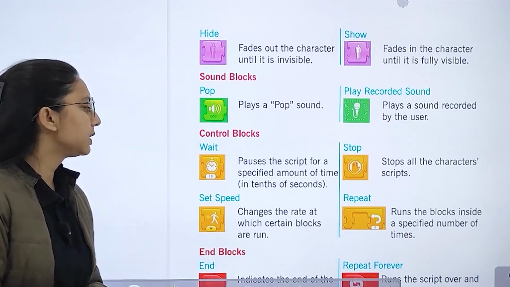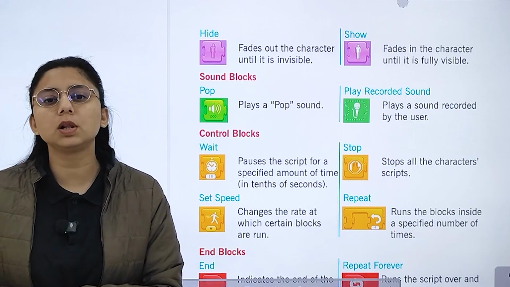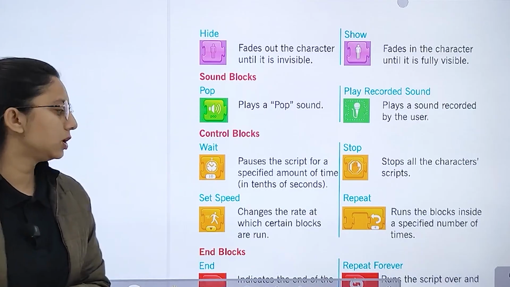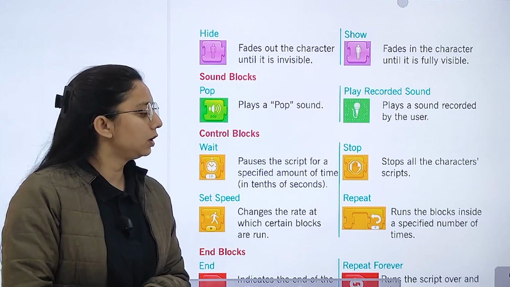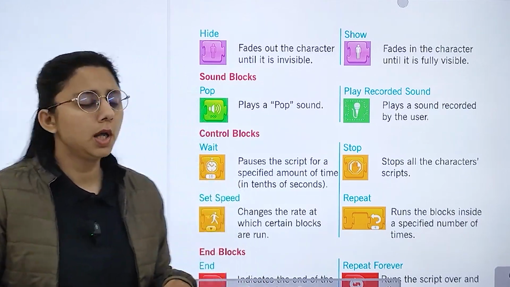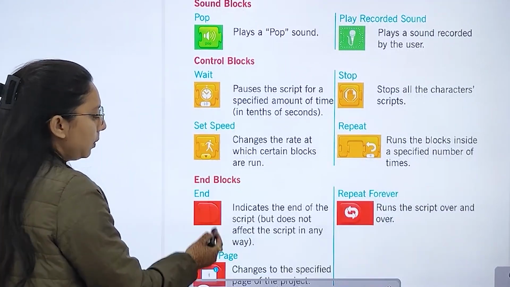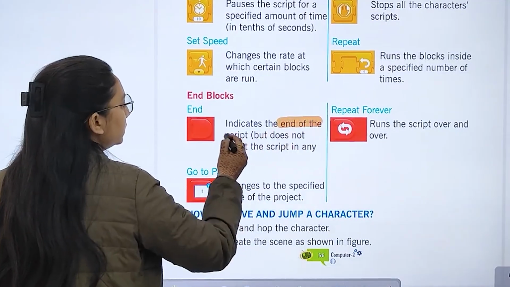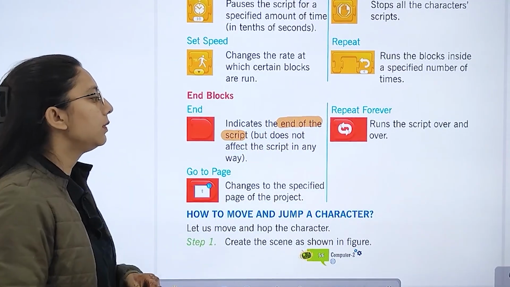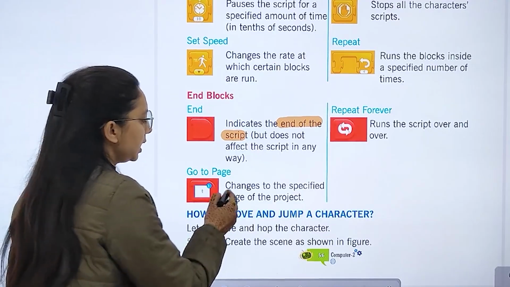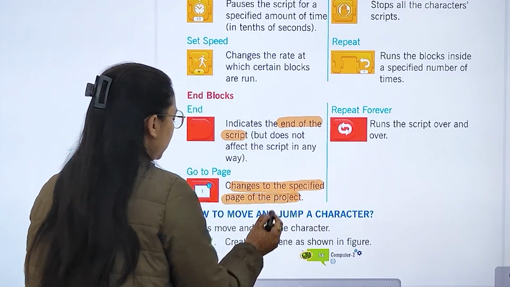Pause the script for a specific amount of time. Stop: you have to stop all the characters and scripts. Set speed. Changes the rate at which the blocks are run. Repeat: it will run the blocks inside as many times as you want to repeat it. Now we have end block. It indicates the end of the script, right? When we have repeat forever, you will run the script over and over. Next, we have go to page. It will change to the specified page of the project.